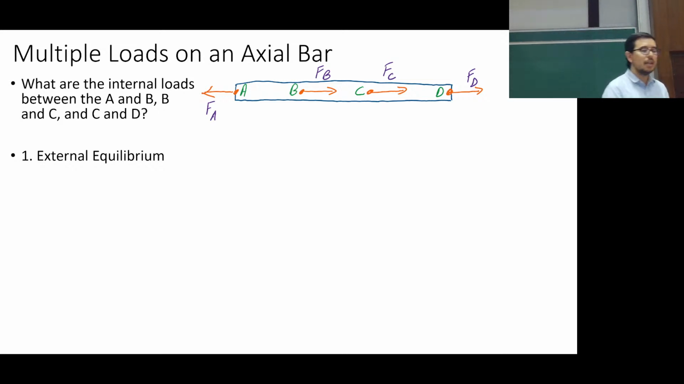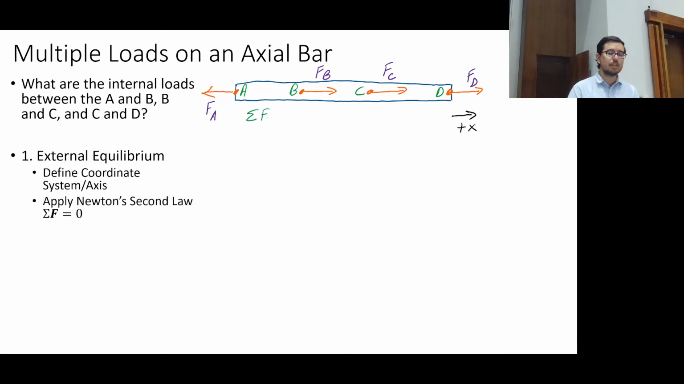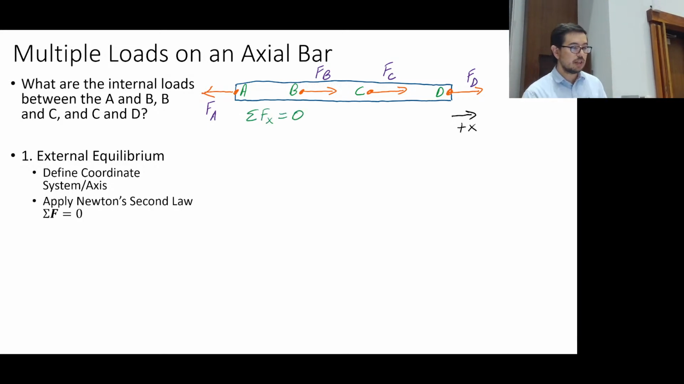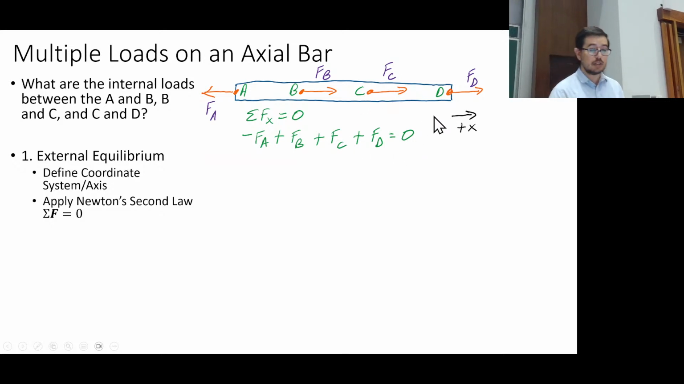But generally speaking, what we want to do is first look at external equilibrium, and then we're going to apply Newton's second law. To do that, we define our coordinate system to be plus x in this direction. And then we say, all right, there's a force going this direction, which is not the plus x direction. Then FB is in the plus x direction, FC is in the plus x direction, and FD is the plus x direction.